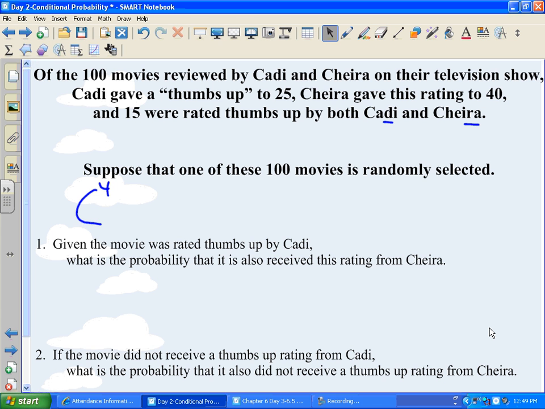We're working off the left-hand side, which I'm going to make Katie, and the other one I'm going to make Kira. Katie is much more discerning in her thumbs up. She only gave thumbs up to 25 of the 100 movies. However, she gave 15 of them with Kira. So my question is, and this is the key mistake area, most students have 25 written right there. It can't be. It has to be 10.